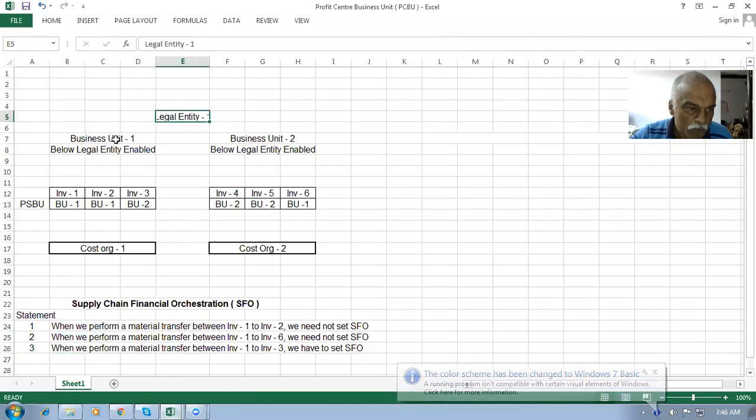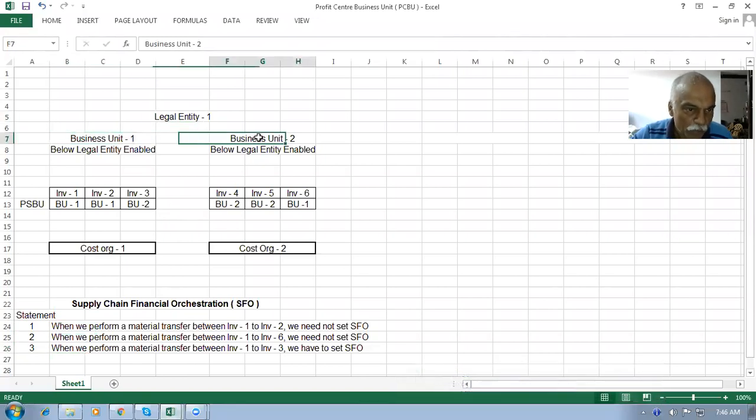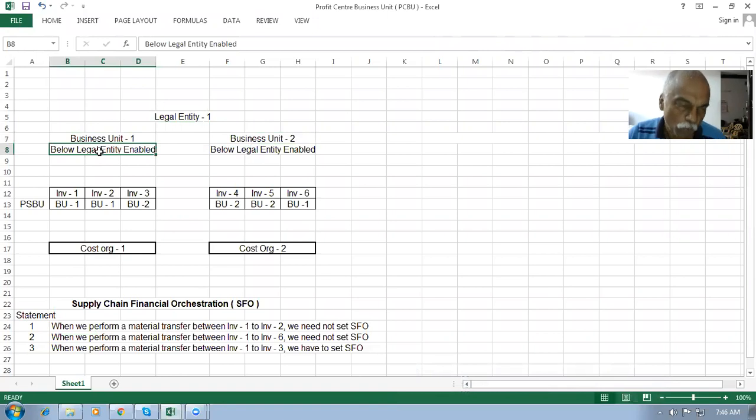I have a LE below which I have BU1 and BU2. Both of them are enabled for costing. The below legal entity is enabled in both of these. And then I have three inventory orgs below BU1, and 4, 5, 6 are below BU2.